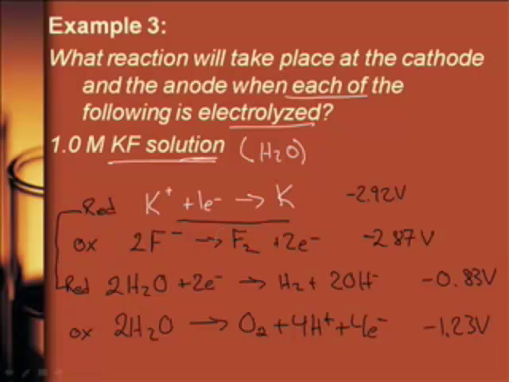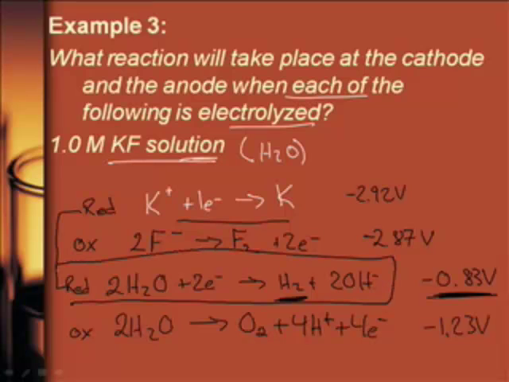Now which one will happen? The one with the bigger number. For the reduction, negative 0.83 is bigger than negative 2.92. And so, actually, potassium will not reduce. What will happen is you'll produce hydrogen gas. So the winner of this one is that you will produce this reaction.